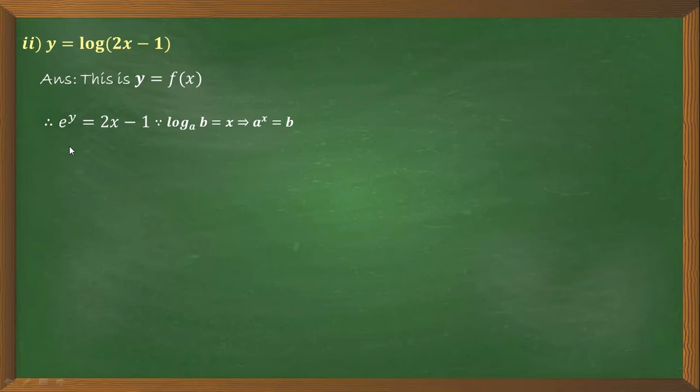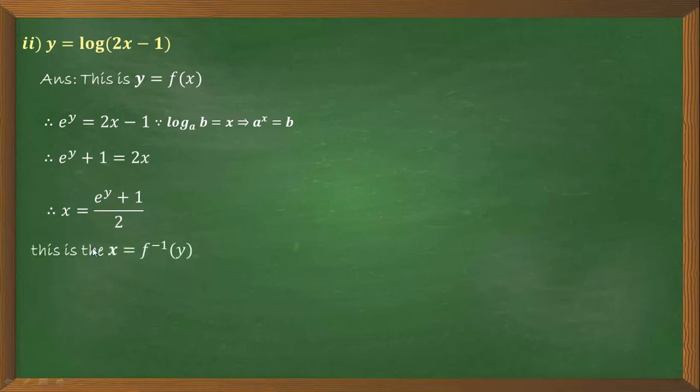Now the next step, we have to find x is equal to. The mathematical steps are like this: e raised to y plus 1 is equal to 2x. So we get x is equal to (e raised to y plus 1) upon 2. This is the inverse function of the given function, that is x is equal to f inverse of y. Now we will differentiate this with respect to y.